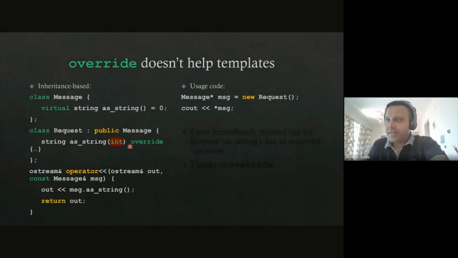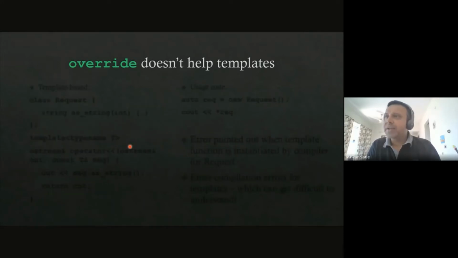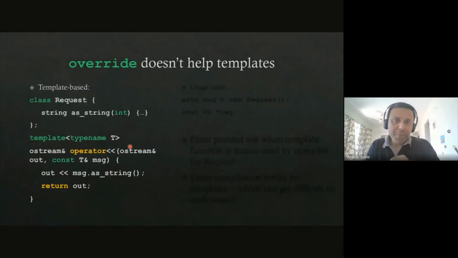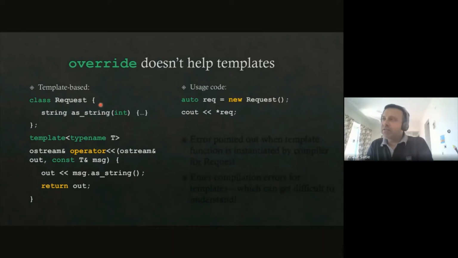So that's the problem. I just pointed it out. In case of polymorphic types, thanks to override, you are able to catch these kinds of errors. But if you had templates, your request will not inherit from anything. You still have the as string with int, but in the template, you're trying to call it without any arguments. And that's where now you will get an error if you try to use it the same way.